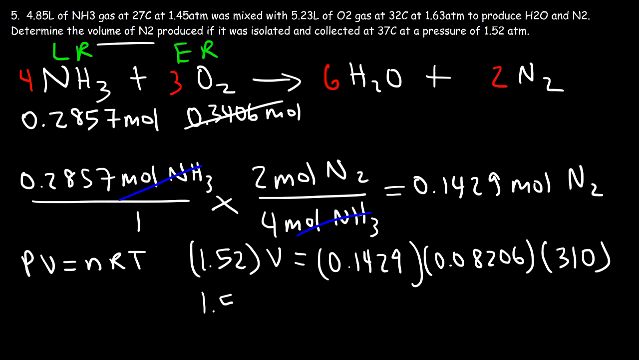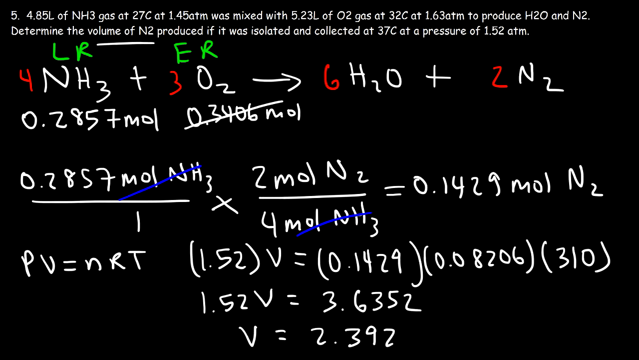So let's multiply the three numbers on the right. 0.1429 times 0.08206 times 310. That's 3.6352. So the volume is going to be that number divided by 1.52, which is 2.392 liters. So this is the volume of nitrogen gas produced in this chemical reaction.